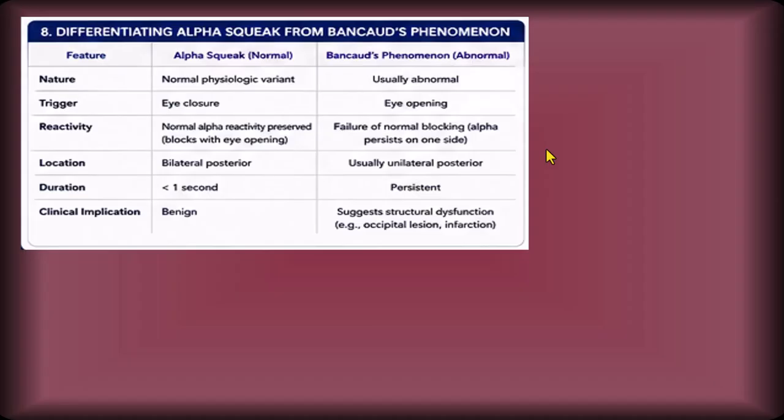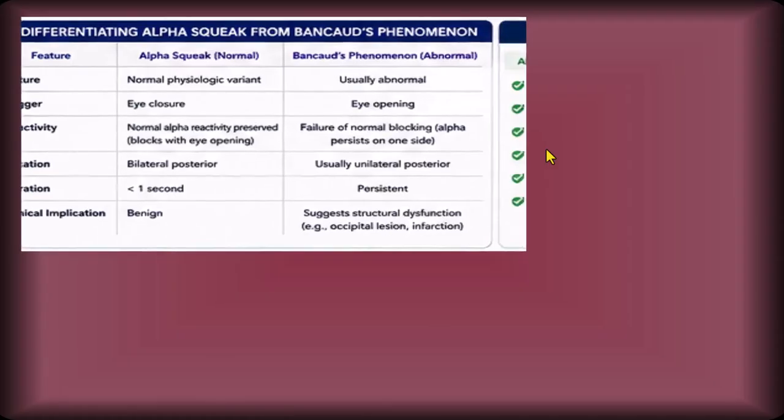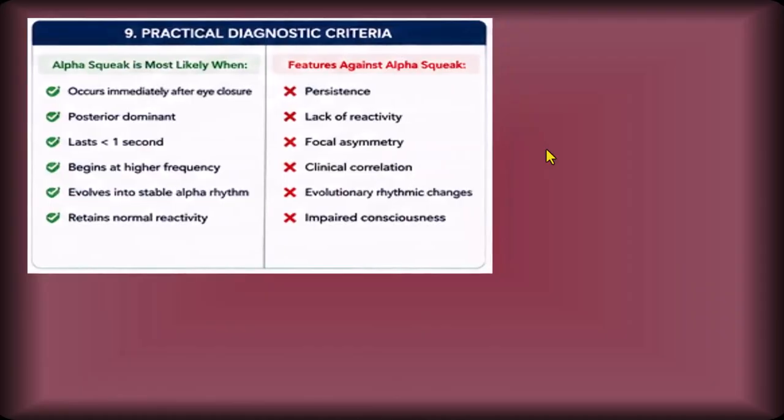The infographic also provides practical diagnostic criteria. Alpha squeak is most likely when the phenomenon occurs immediately after eye closure, is posterior dominant, lasts less than 1 second, begins at a slightly faster frequency, evolves into stable alpha rhythm, and retains normal reactivity. Features arguing against alpha squeak include persistence, lack of reactivity, focal asymmetry, clinical correlation, evolutionary rhythmic changes, or impaired consciousness.